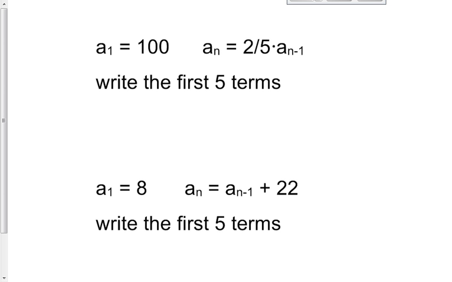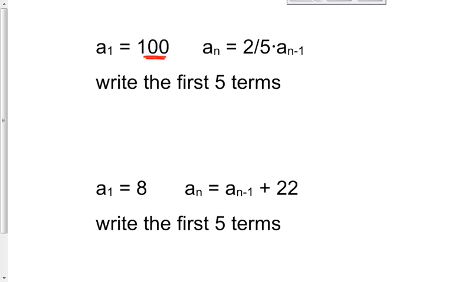A sub 1 equals 100, a sub n equals 2/5 times a sub n minus 1. This is a recursive formula. It's starting at 100, and then I take every previous answer and multiply by 2/5. Can you write the first 5 terms?